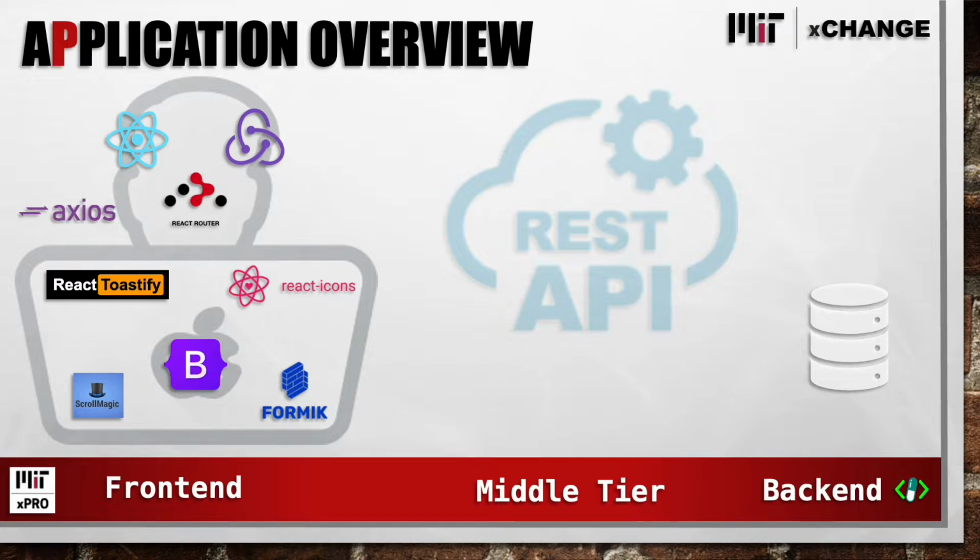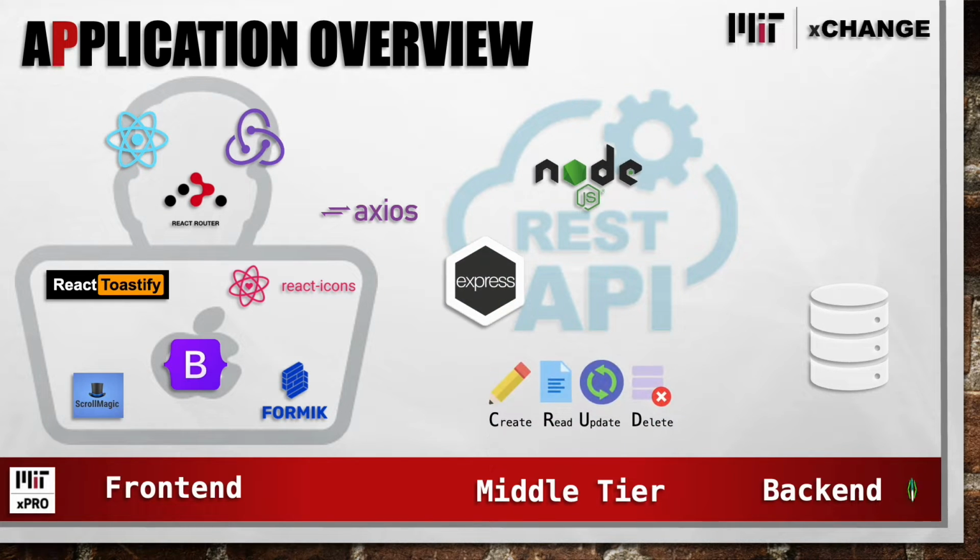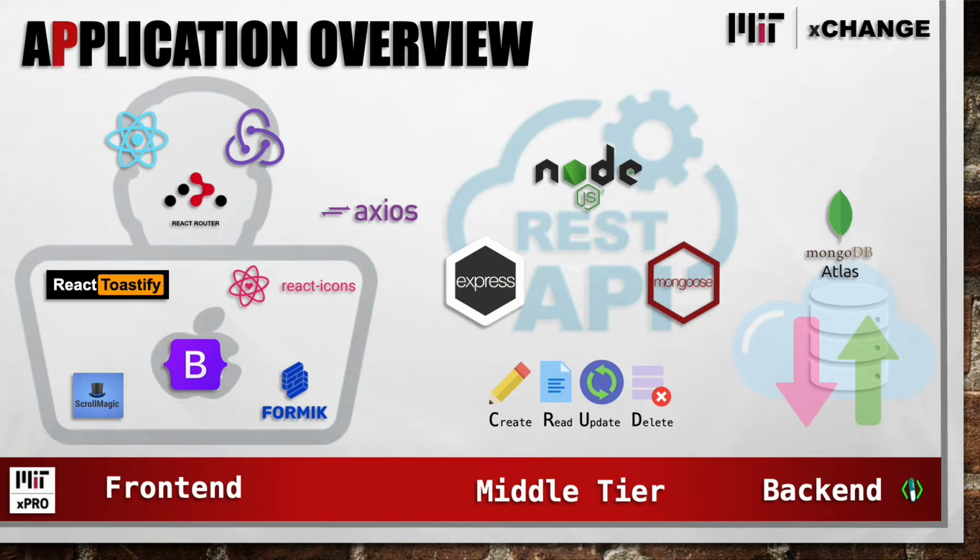We then use Axios to interface with our middle tier, which is a REST API that was developed using Node.js and Express to perform CRUD operations. Mongoose is then used for object data modeling for the backend, which is a MongoDB Atlas cloud database.